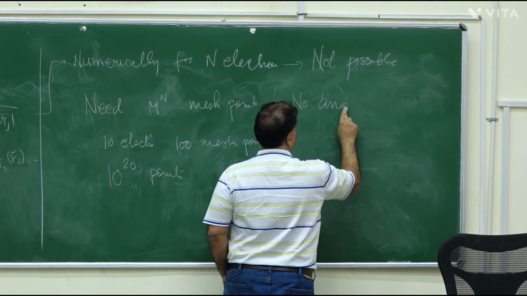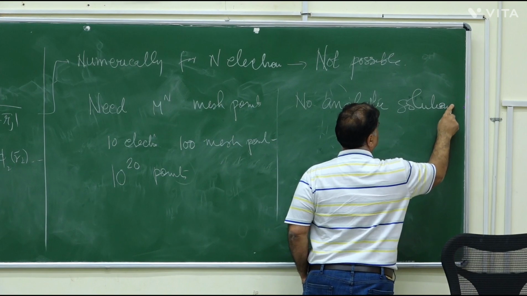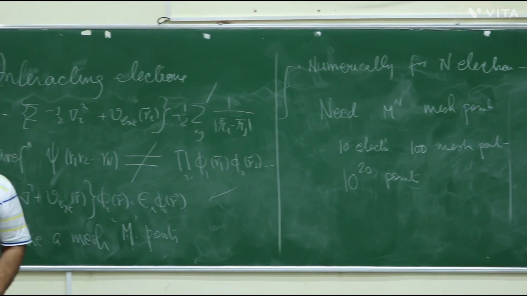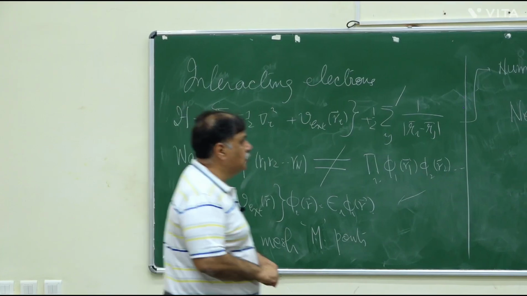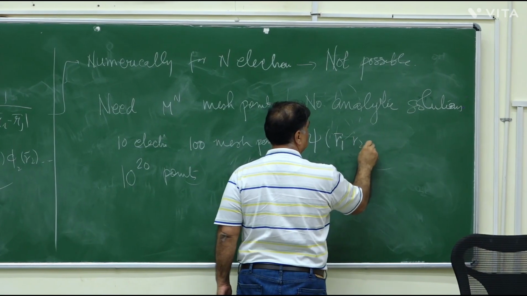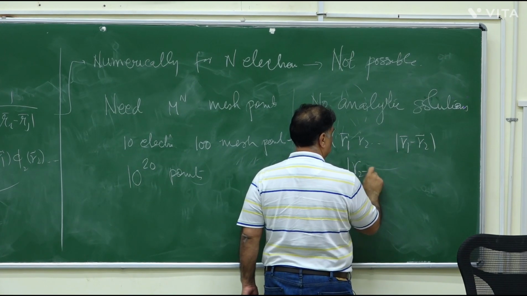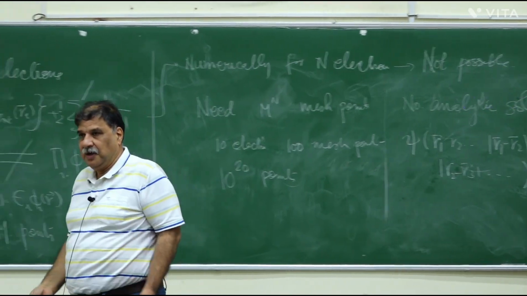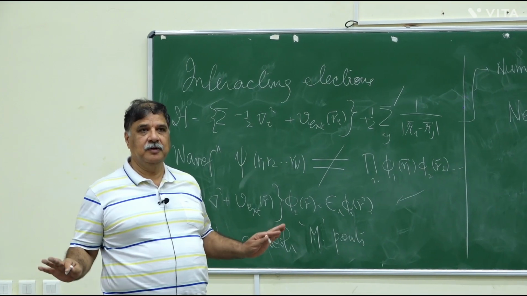Number two, no analytic solutions. Because even if you look at this equation, right, only very few potentials give you analytic solutions. Forget about it, you have 1 over ri minus rj. So mathematically, the terms you're going to have in psi will be not just r1, r2, and so on. You'll also have terms like r1 minus r2, r2 minus r3, and so on. And I just cannot imagine how to take that into account, right? So this is an impossible problem to solve.